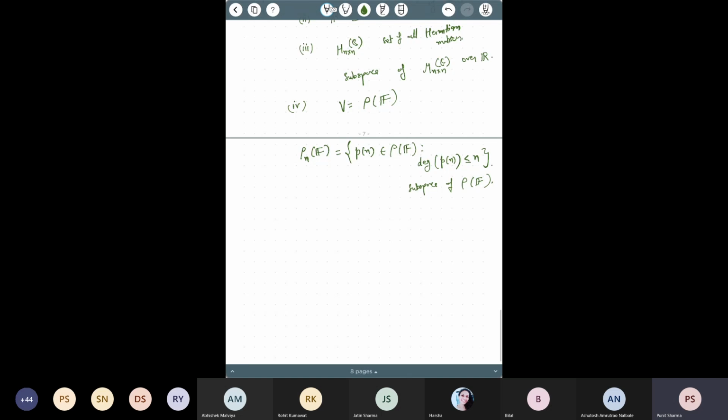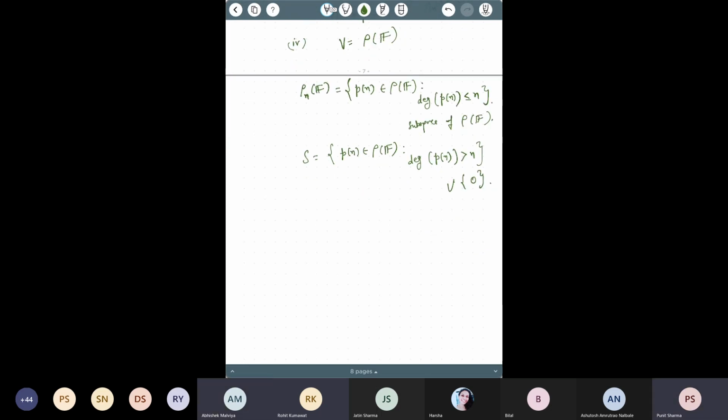Now what else did you say? Let's say the other set you said is S. The zero polynomial and polynomials generated by degree n plus 1, n plus 2, n plus 3. So you are saying degree of p(x) is greater than n, union the zero polynomial. Yes, generated by x^(n+1), x^(n+2). Okay. Now, can you verify why this is a subspace?